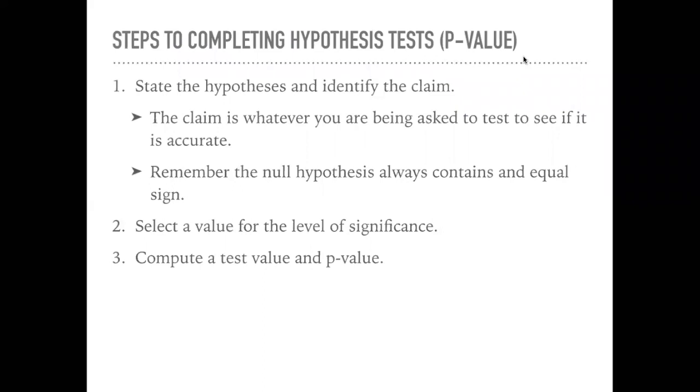Now, in step 3, though, we need a little bit more than just the test value. Before, we just had the test value. Now we have the test value, and we need to find the p-value. The p-value is found based on your distribution, just like your test value was, and you're going to need your calculator for calculating the p-value.